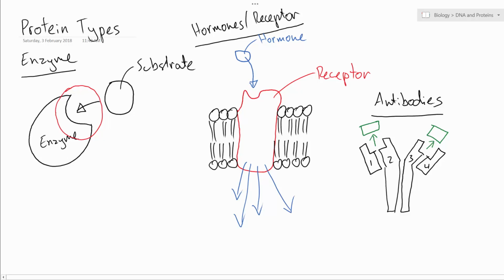So those are three different protein types. We've got enzymes, we've got antibodies, and then we've got hormones and receptors, which kind of work together. And all of them are dependent, and all their functions inside of the body of an organism are dependent on their protein folding and protein structuring.